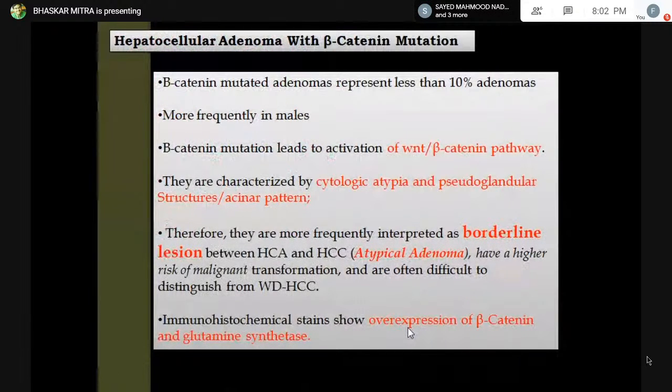Now, the beta-catenin mutated one is more common in males. It activates the WNT beta-catenin pathway, and they show characteristic cytological atypia and a pseudoglandular or pseudoacinar pattern, as the morphology tends towards formation of a hepatocellular carcinoma. Therefore, some people call this a borderline lesion and a missing link between hepatocellular adenomas and hepatocellular carcinomas. Some also call them atypical adenomas because they have a higher risk of malignant transformation.